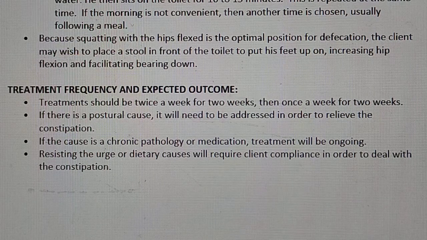Okay, so here you go, guys. This ends our video for today. Our treatment plan for the condition of constipation. Like I said, it's not really a condition, it's more of a symptom.